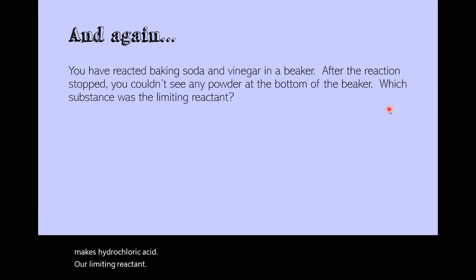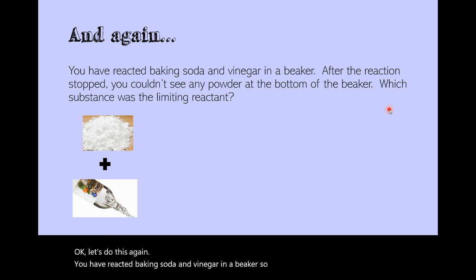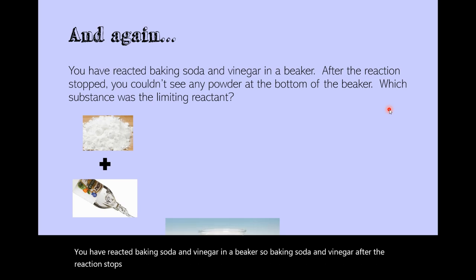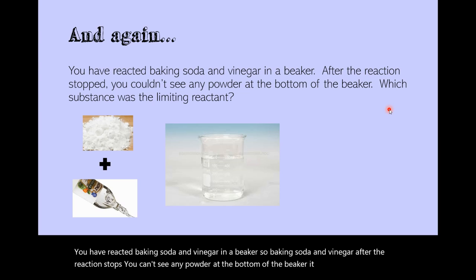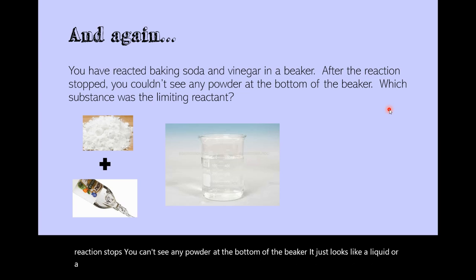Okay, let's do this again. You have reacted baking soda and vinegar in a beaker. So baking soda and vinegar. After the reaction stops, you can't see any powder at the bottom of the beaker. It just looks like a liquid or a solution. So which substance was the limiting reactant? Think about it.